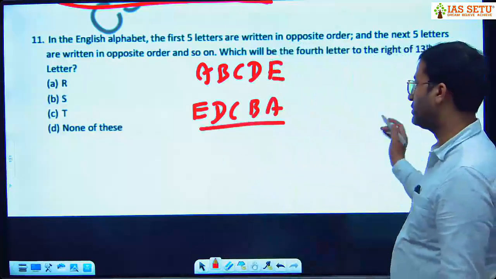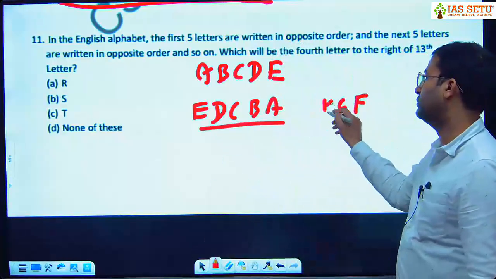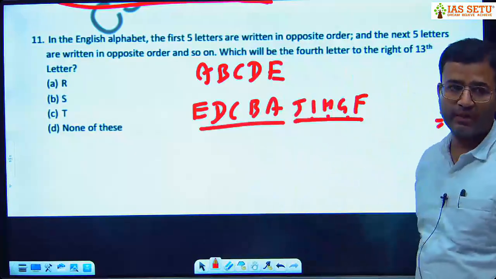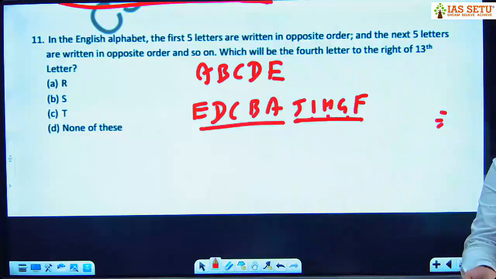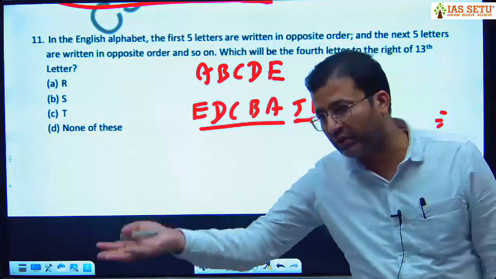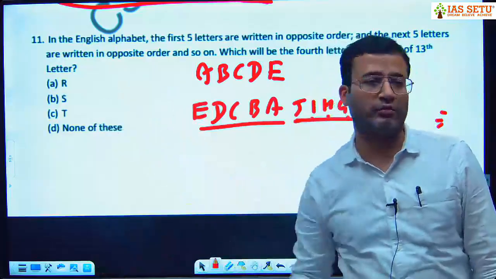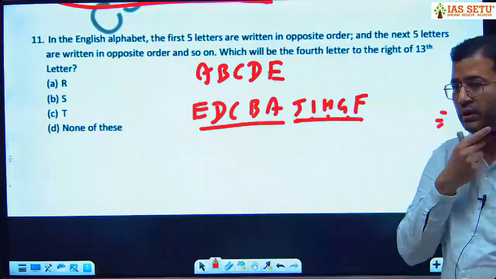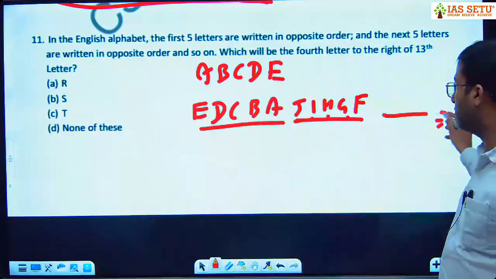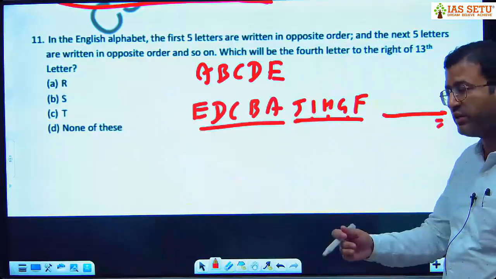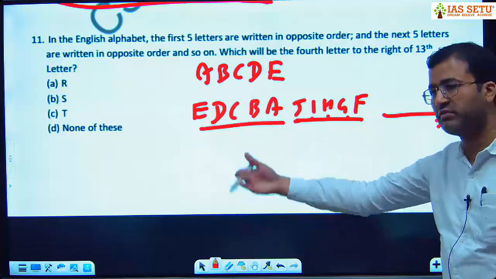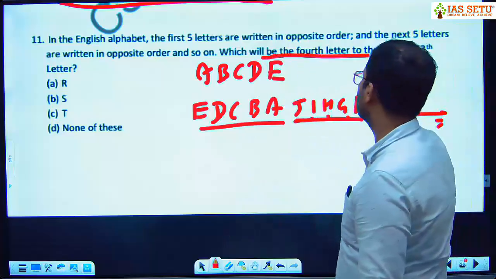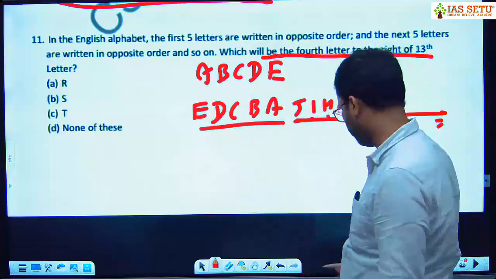And even the next, J, I, H, G, F, and so on. First 5 letters are written in reverse order, next 5 letters are written in reverse order, and so on. We are writing in reverse order, meaning backwards. The next 5 are also reversed. First 5 reverse, next 5 reverse, next 5 reverse, next 5 reverse. Then what is our question? Which will be the 4th letter to the right of the 13th letter?